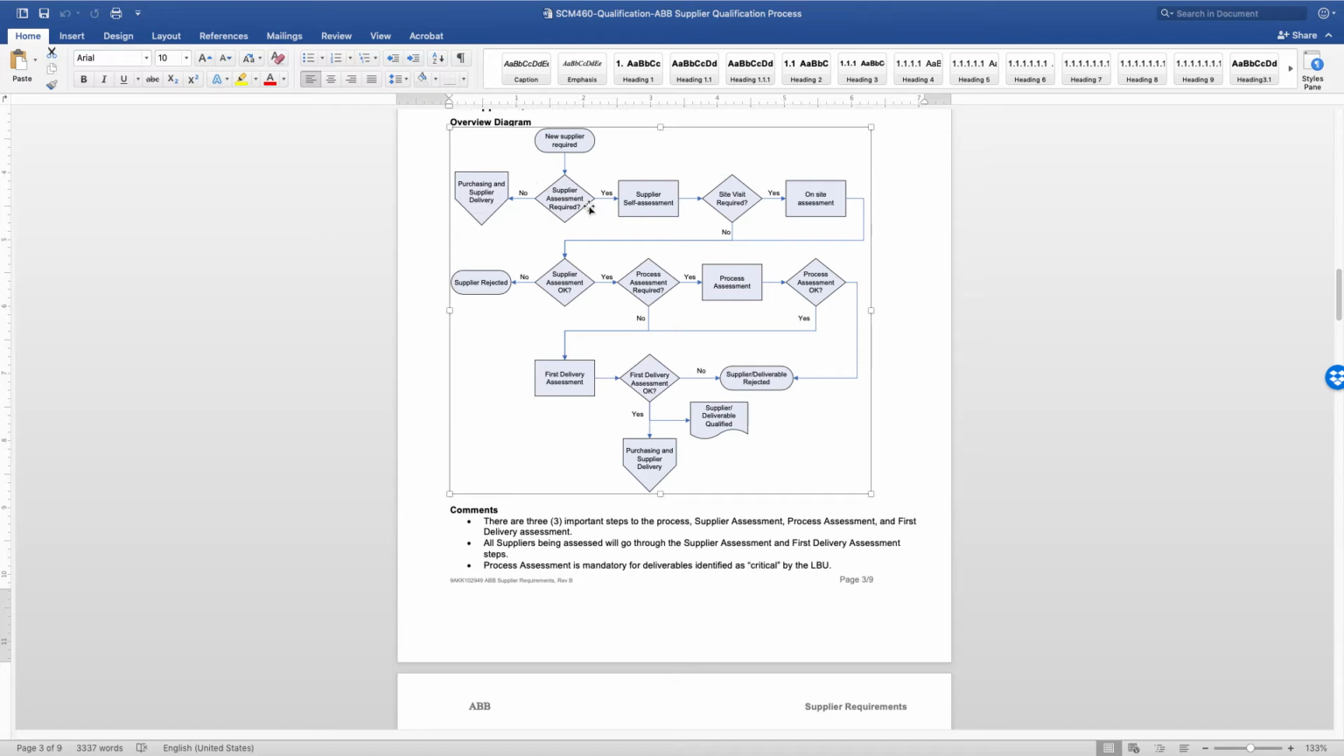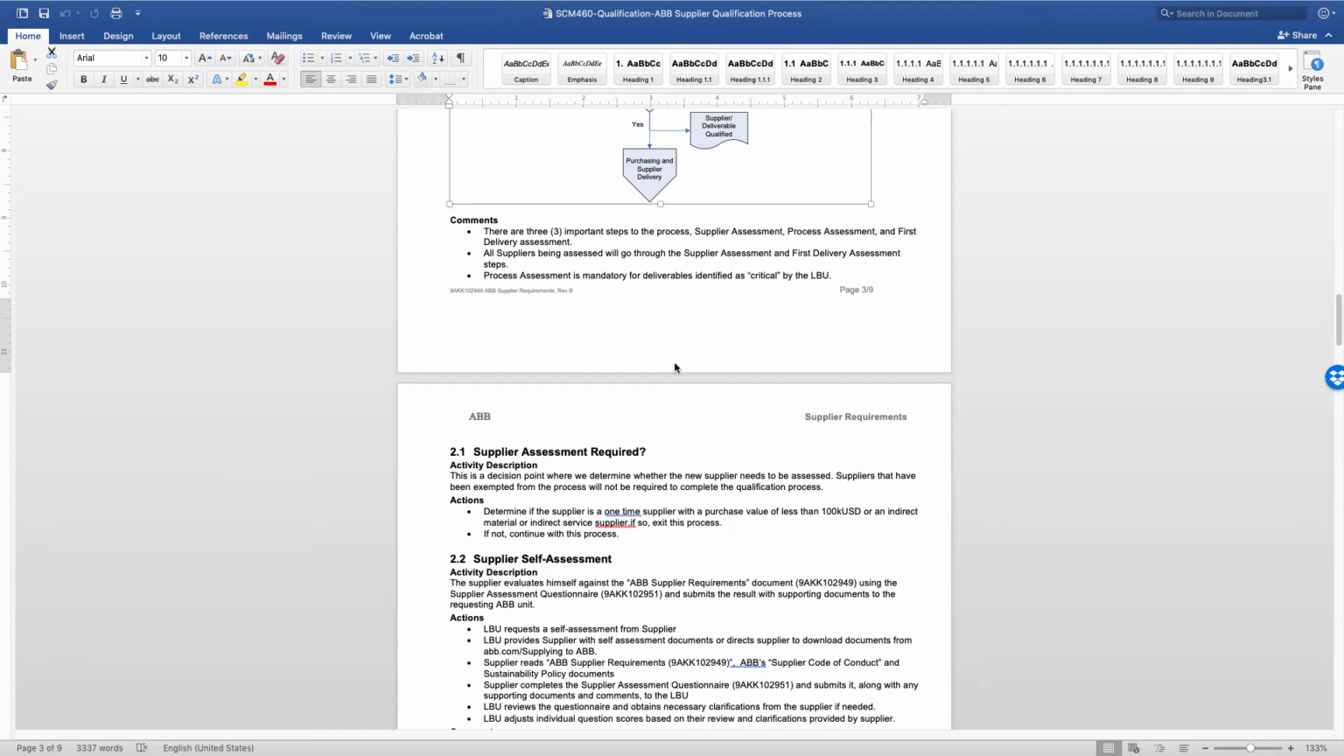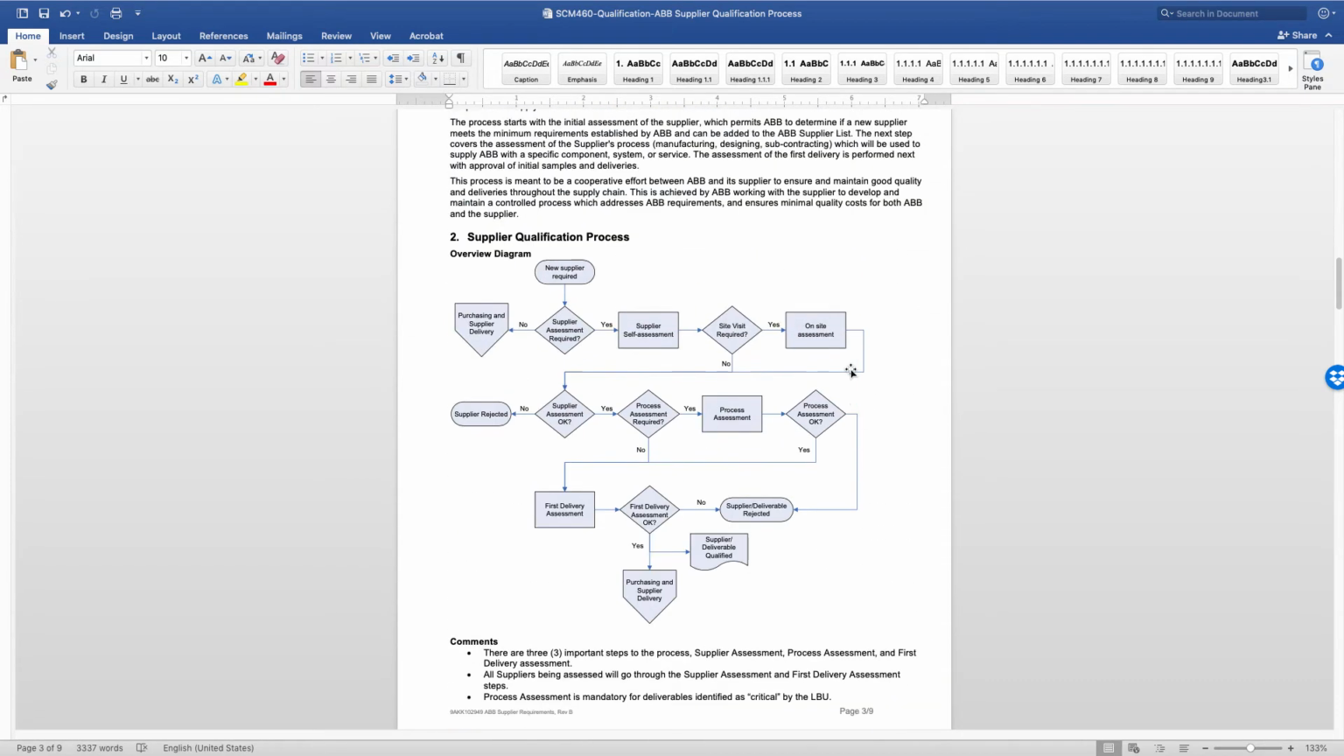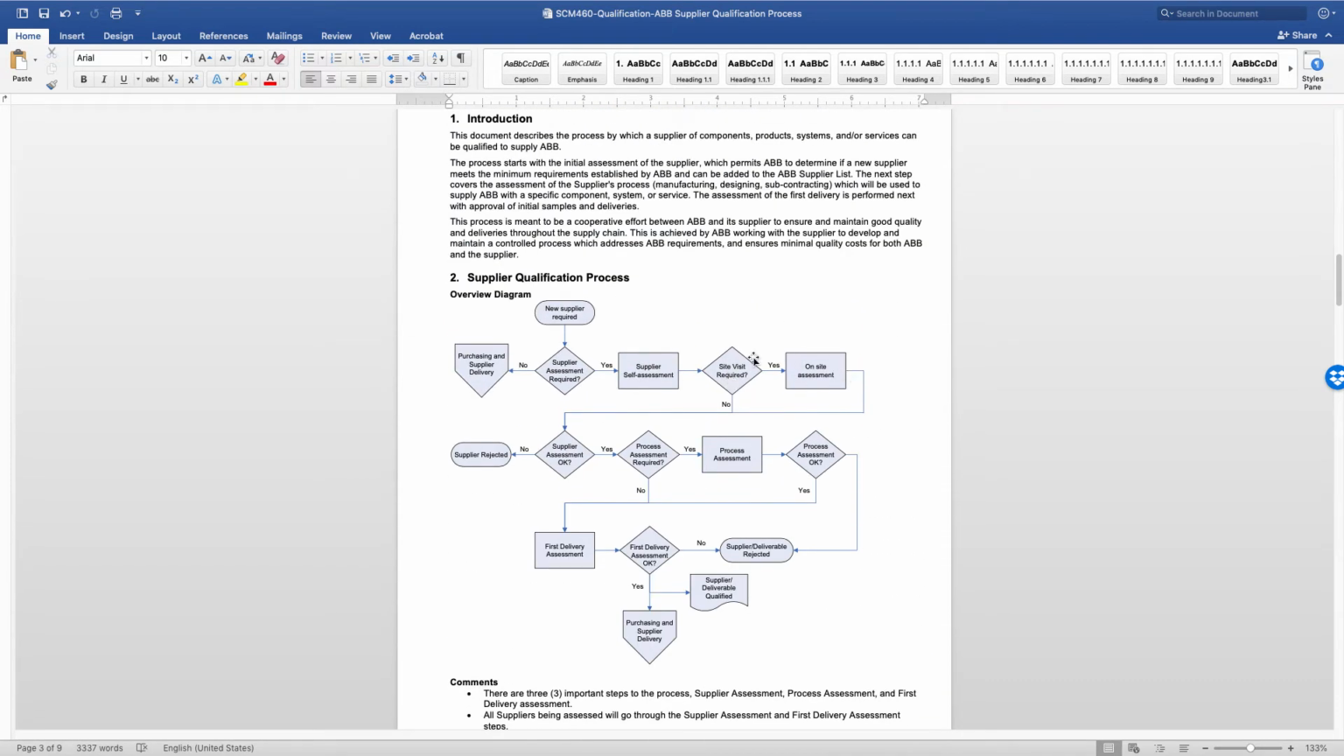If the supplier assessment instead is required, the first step is the supplier self-assessment. What is supplier self-assessment? The supplier evaluates himself against the ABB supplier requirement document. We will see in a minute what that means. Using the supplier assessment questionnaire, he submits the results and supporting documents to the requesting ABB unit. So basically, with the first phase, we are in the supplier self-evaluation. The supplier evaluates himself according to a supplier questionnaire that we'll analyze in a while.